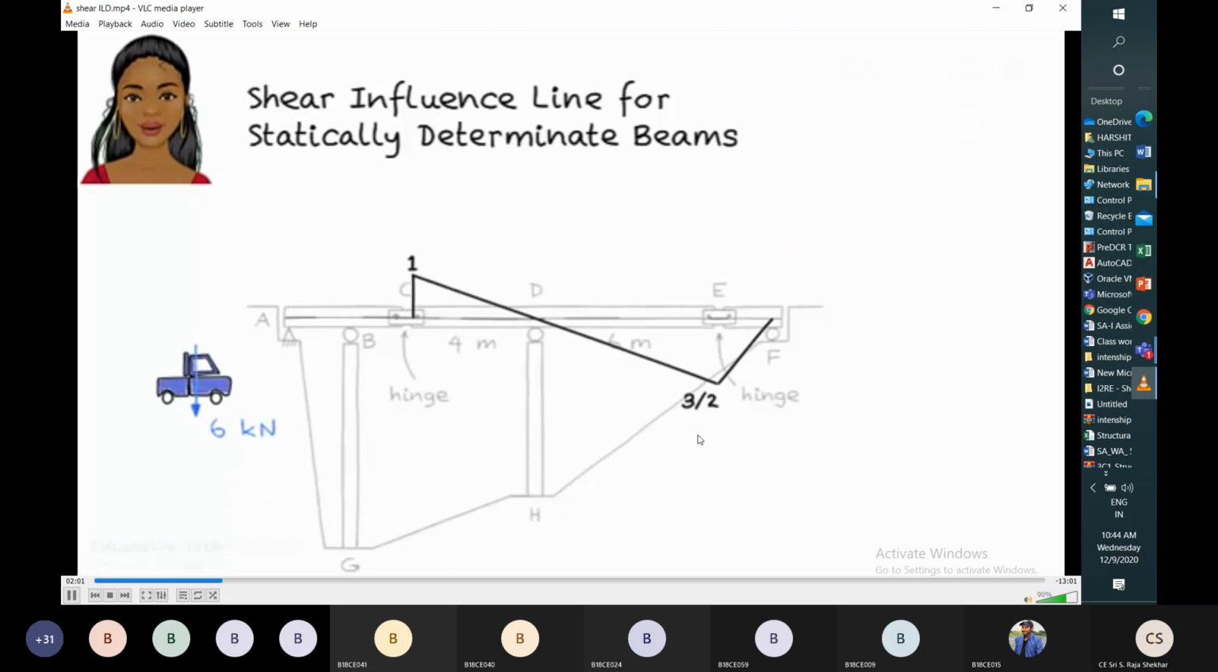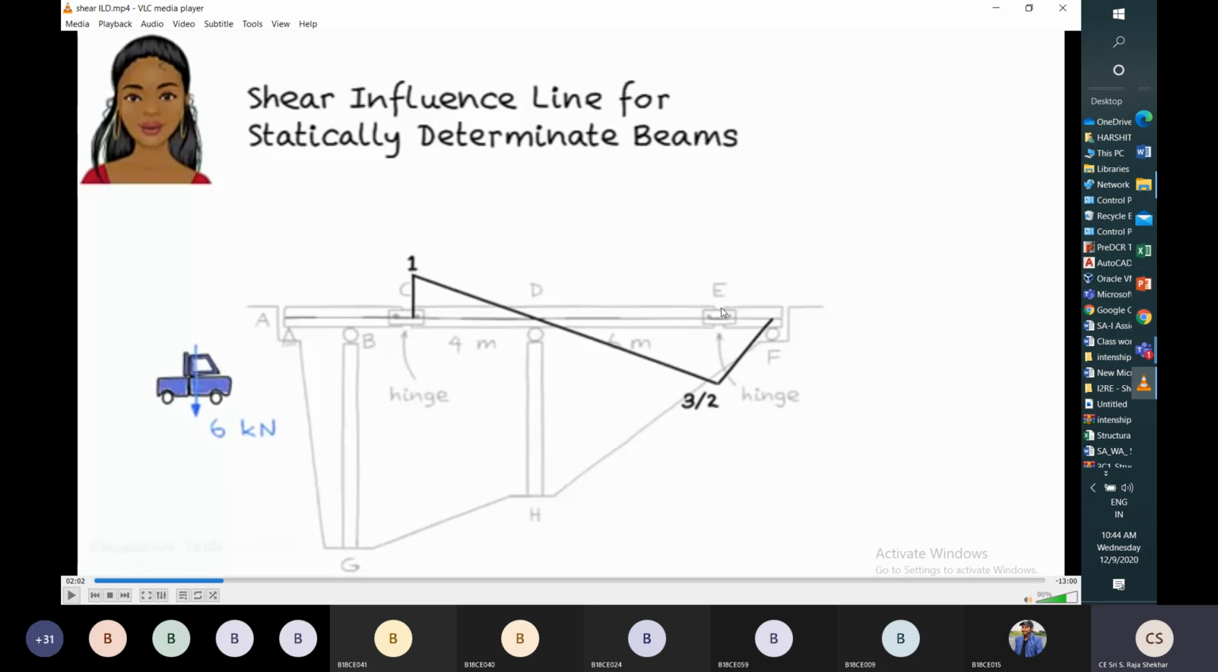Now I want to calculate the design force for that hinge. So I want to design that hinge. If a 6 kilonewton load vehicle is moving from A to F, what is the design shear force for that particular hinge? Let me calculate. If you observe this ILD for shear at section C, what is the maximum ordinate value? Here it is 1 and here it is 3 by 2. So for design purposes, we have to use this maximum ordinate.